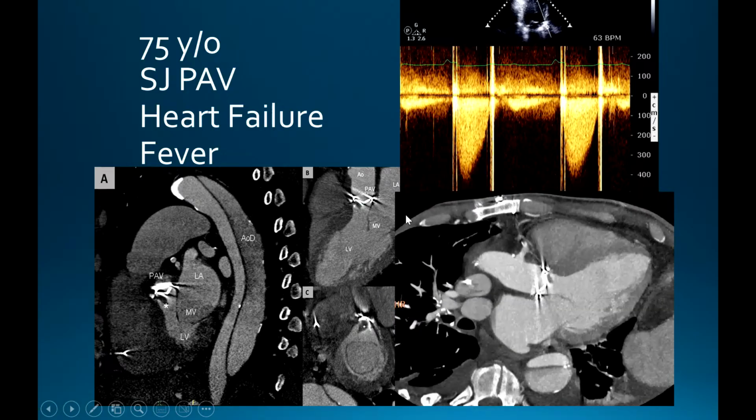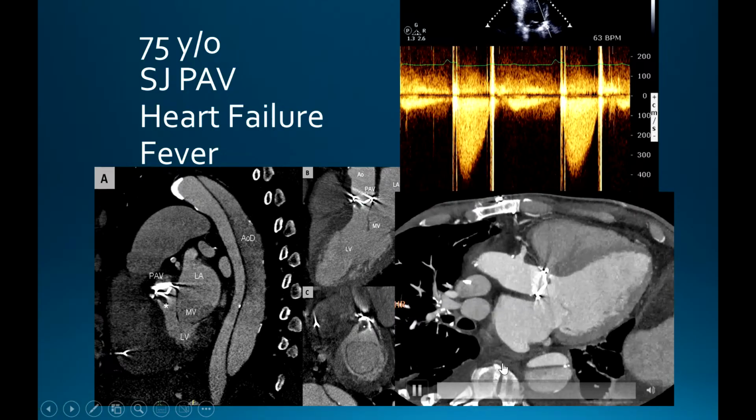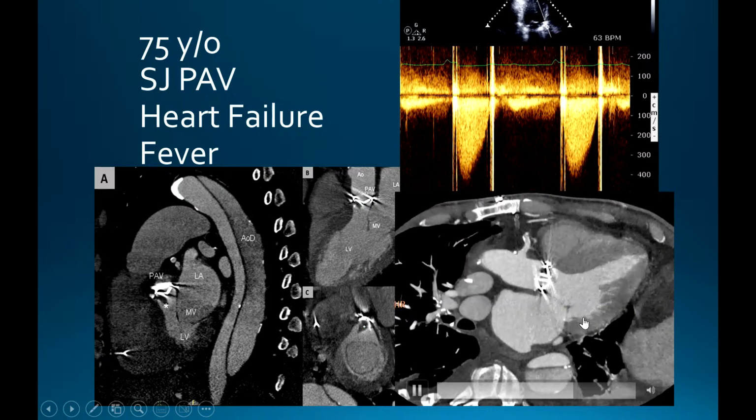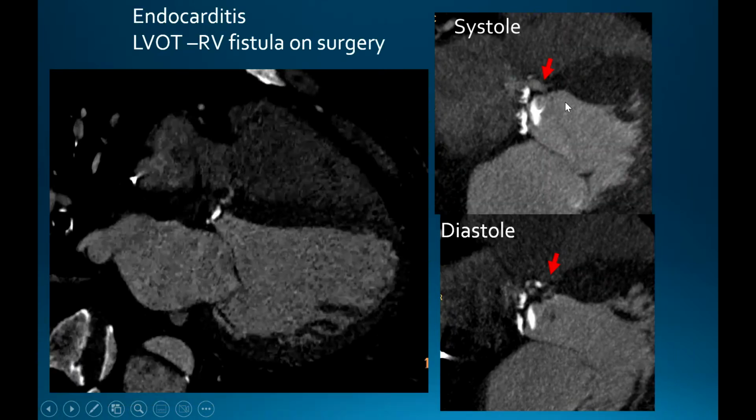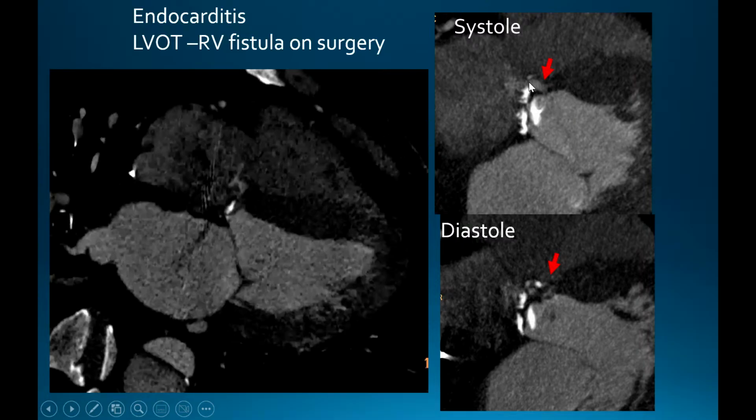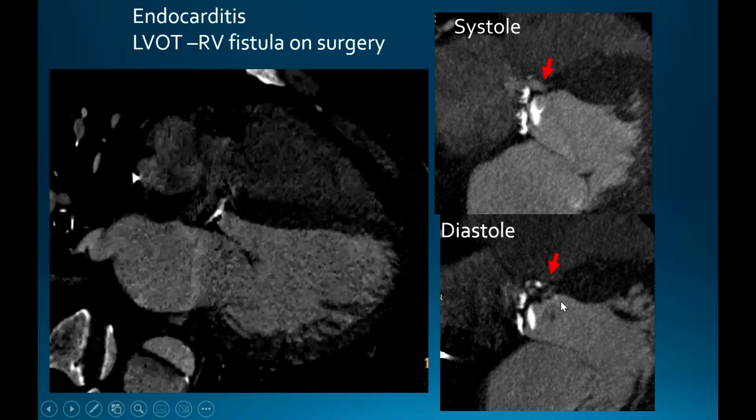There's no question the patient had endocarditis. And I think a little bit unexpected finding, the patient had a complication. That's what we look for in CT. There's an LVOT to RV fistula after the surgery. You can see it's a jet of contrast during systole and not so much in diastole.